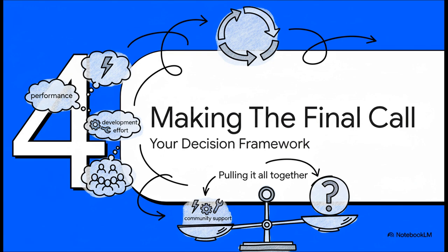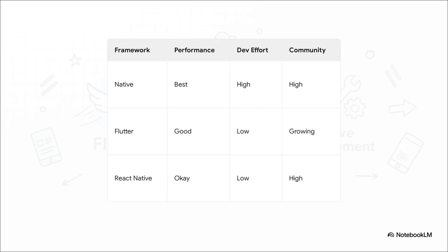Okay, so we've covered a lot of ground here. We've talked performance, we've talked development effort, and we've talked about community support. So how do you put all that together and actually make the call? This little table here really lays it all out. On one end, you've got native. Top-tier performance, huge community, but you pay for it with a ton of development effort. On the other end, React Native. Super low development effort, massive community, but it's at the bottom of the performance ladder.